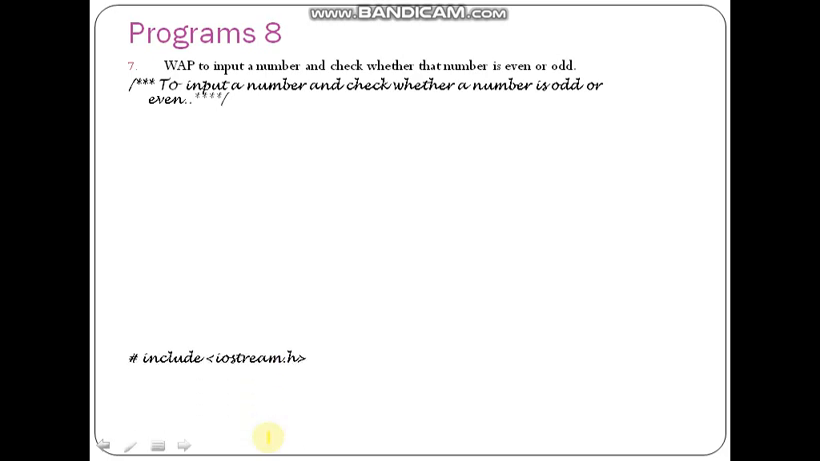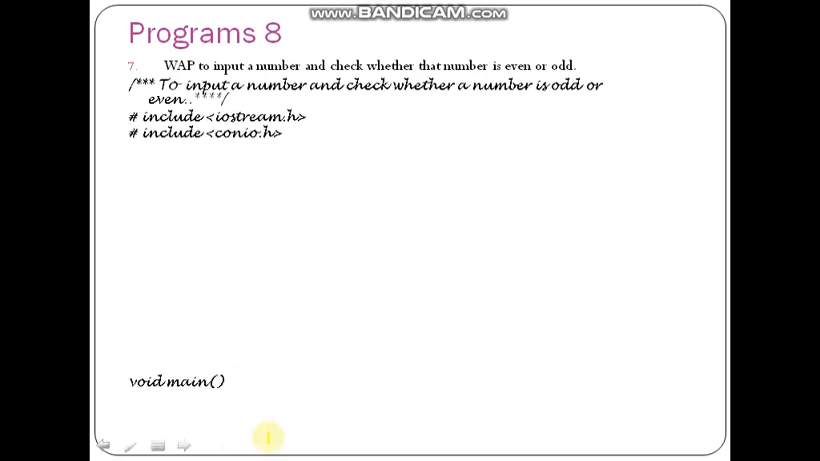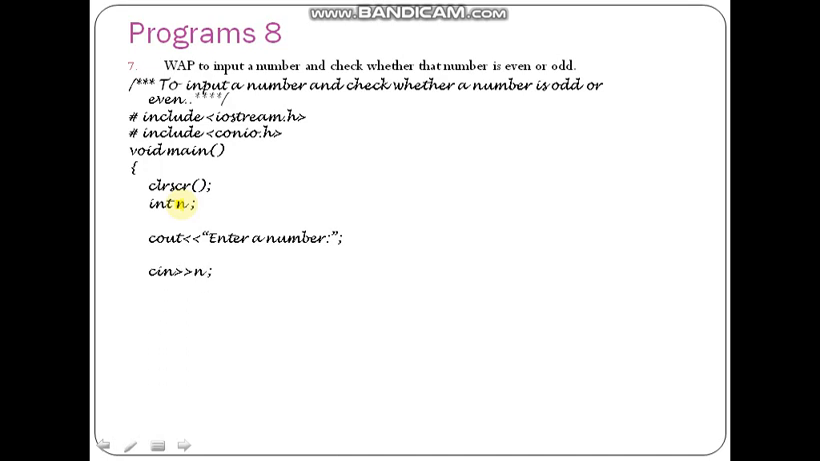So we have written the aim, then included the header files. Then within the main program we are writing the statements. We have cleared the screen. Then we are using the variable n for this purpose. We have declared the variable n. Now ask the user to enter a number, and that is accepted to n.